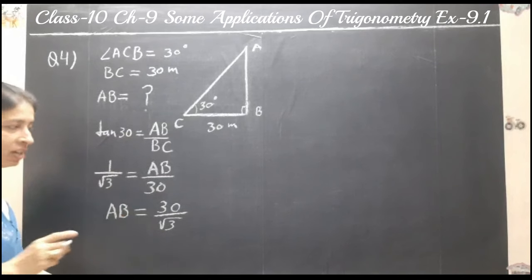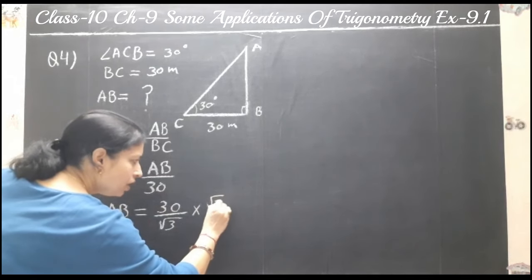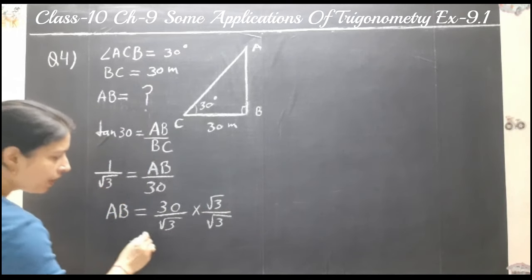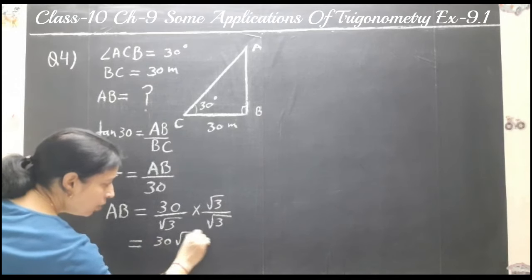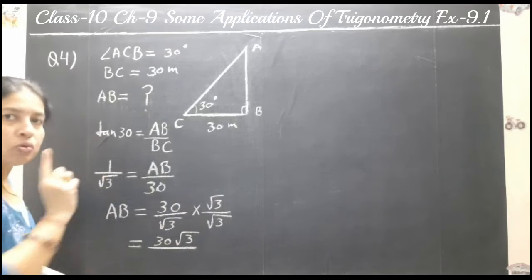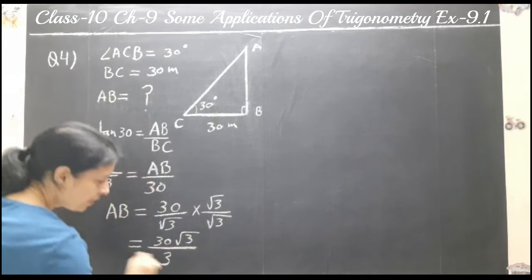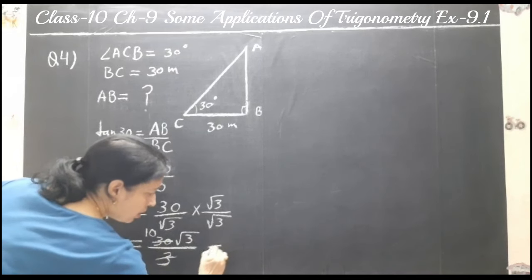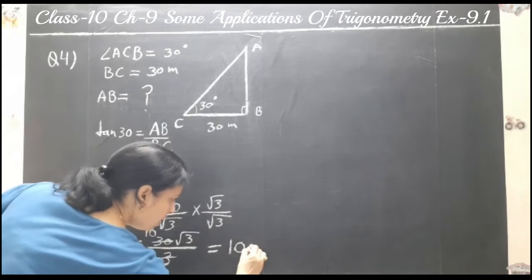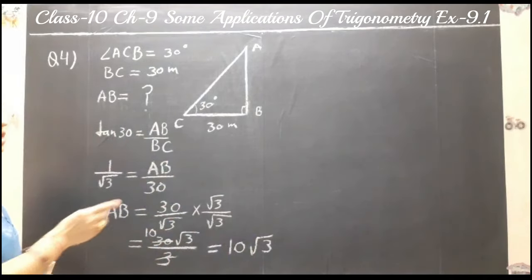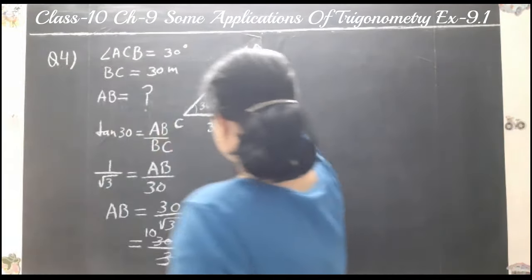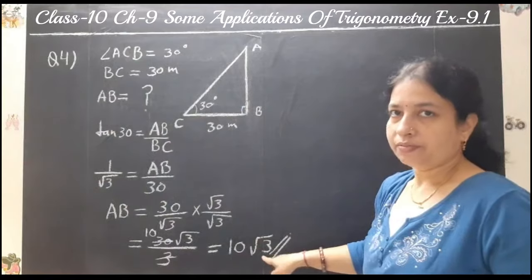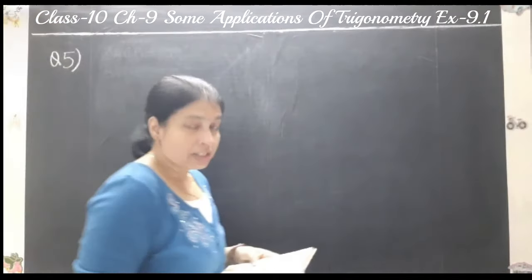Here root 3 is in the denominator, so we have to multiply root 3 by root 3 to write in standard form. So it will be 30 root 3. Root 3 into root 3 will be 3. So write here 3. Then divide this 30 by 3. You will get 10. So you will get 10 root 3. This is the height of the given tower. So this one is your answer. Height of the tower is 10 root 3. So let us see the next question.